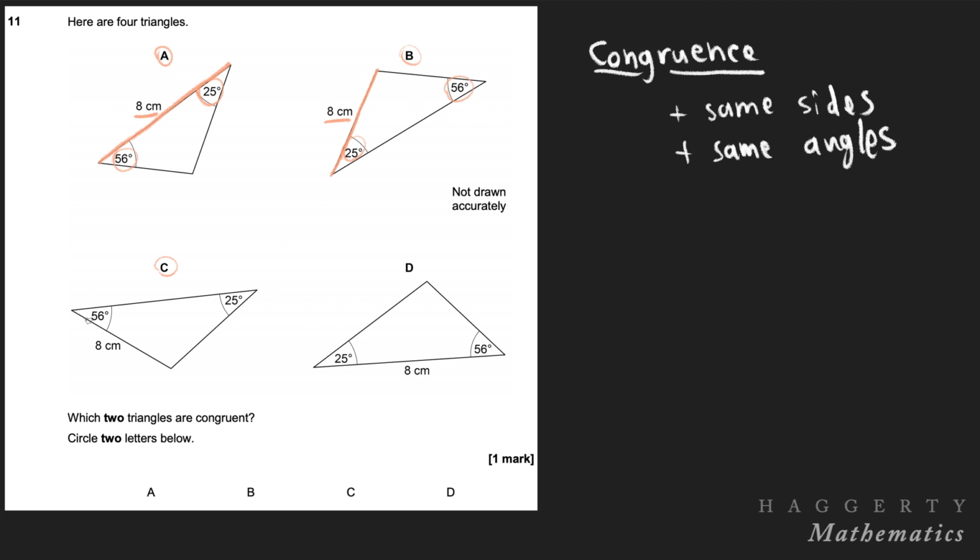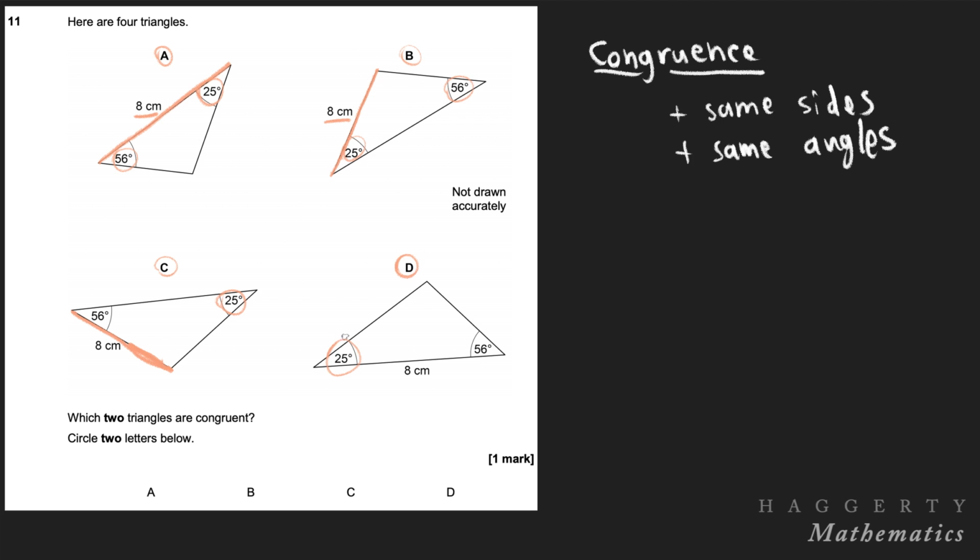So the 56 is adjacent to the 8 this time. It's sitting just next to the 8, whereas the 25 is actually opposite the 8 centimeters. So again, we have a different relationship to both the triangles A and B. So in B, you have 56 opposite, in C, you have 25 opposite, and in A, they're both adjacent, right? What about D?